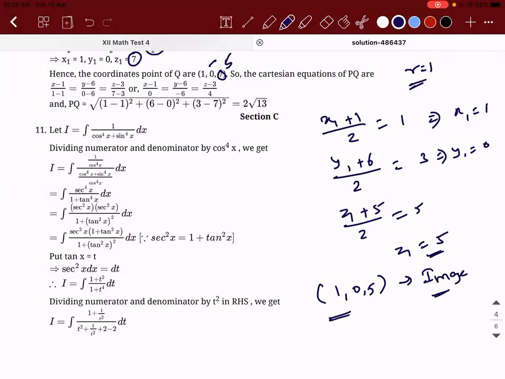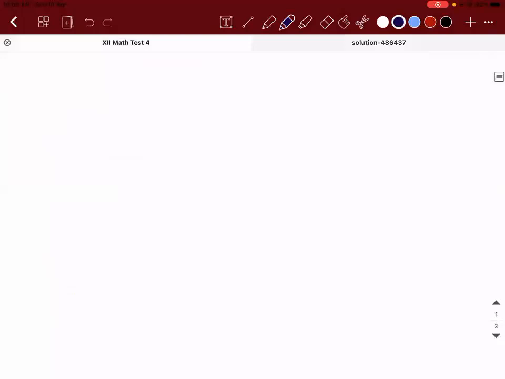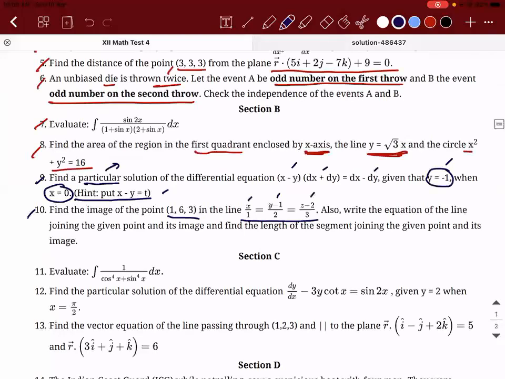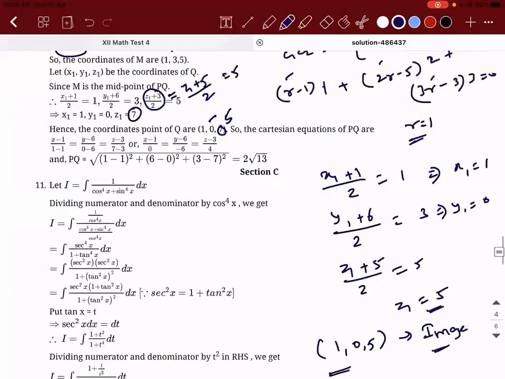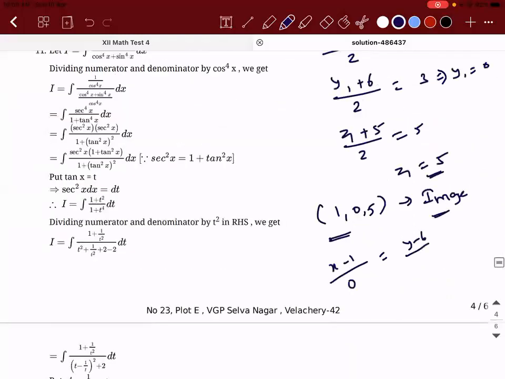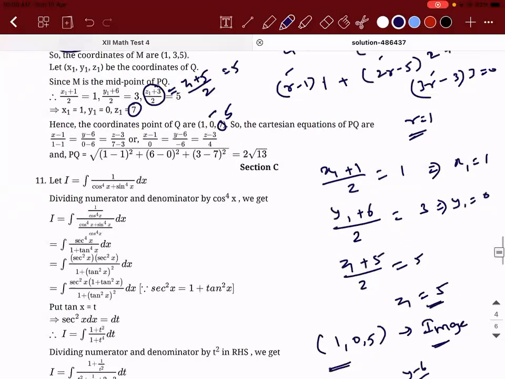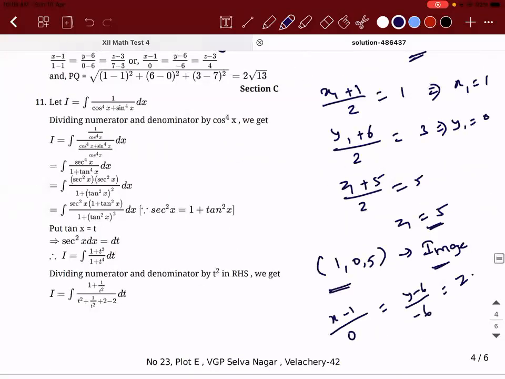Okay. The equation of the line joining the given point and its image. So you can write the point 1, 6, 5: x minus 1 divided by the direction ratio, that is 0, is equal to y minus 6 divided by 0 minus 6, minus 6, is equal to z minus 5 divided by 0. 0, how much? Yeah, the equation.